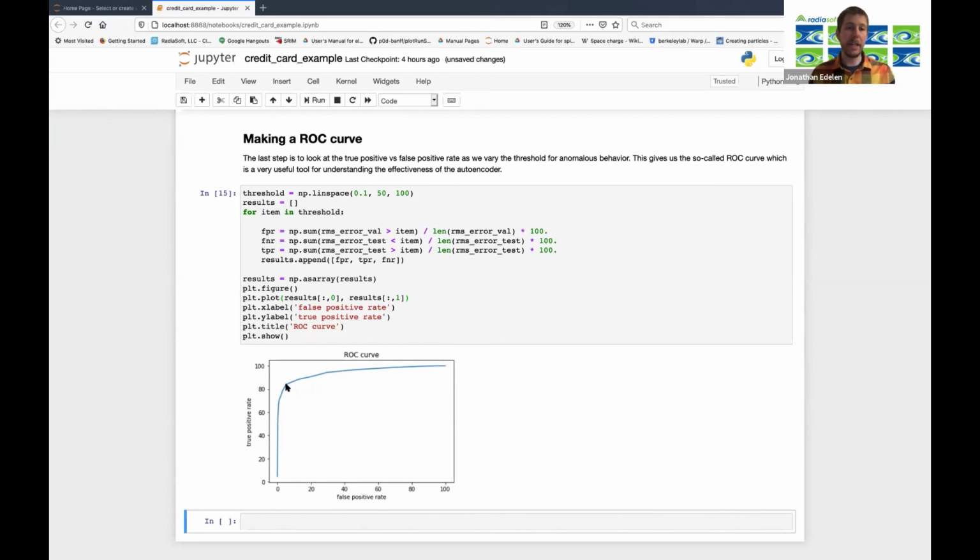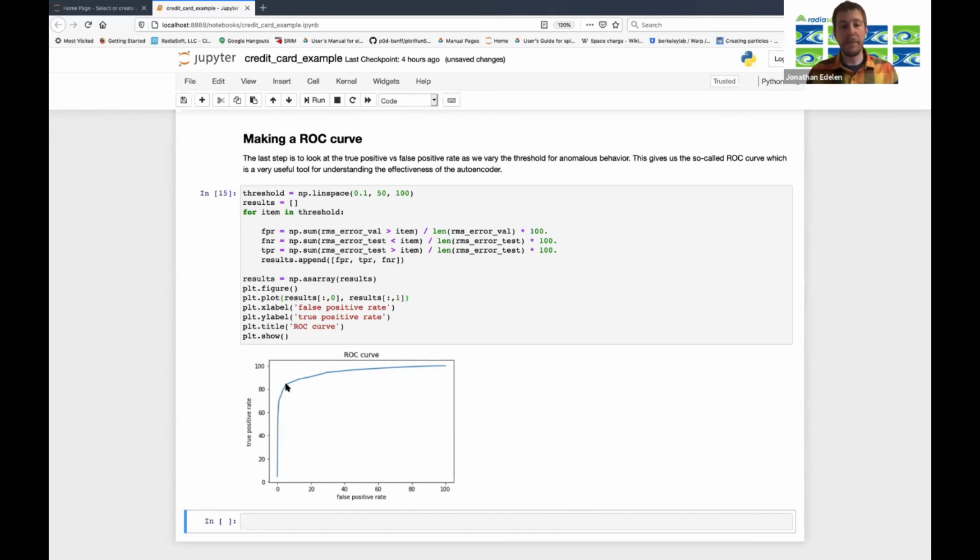Obviously, if you're setting the threshold based on how well the autoencoder works on test data where you say I have known faults or known anomalies, then it's no longer totally unsupervised. Now it's sort of semi-supervised.